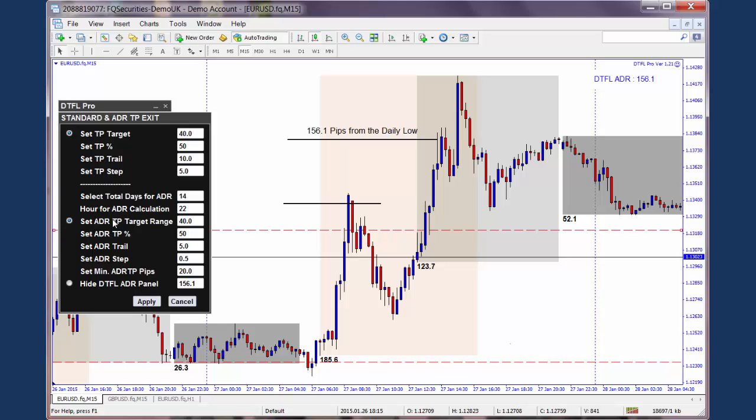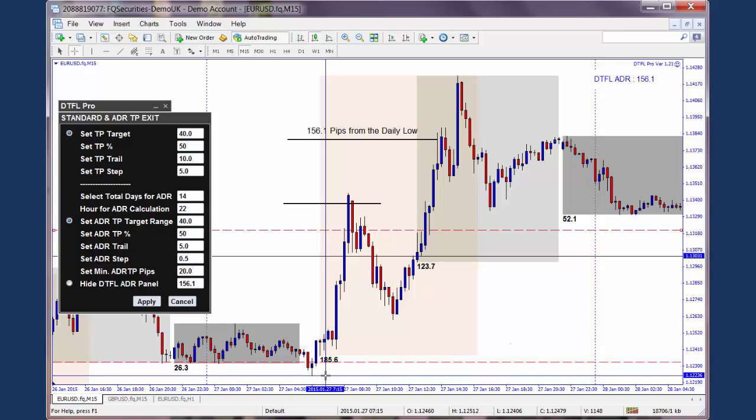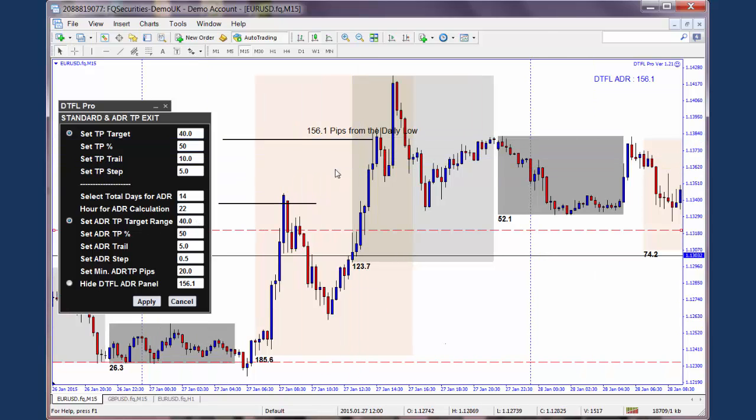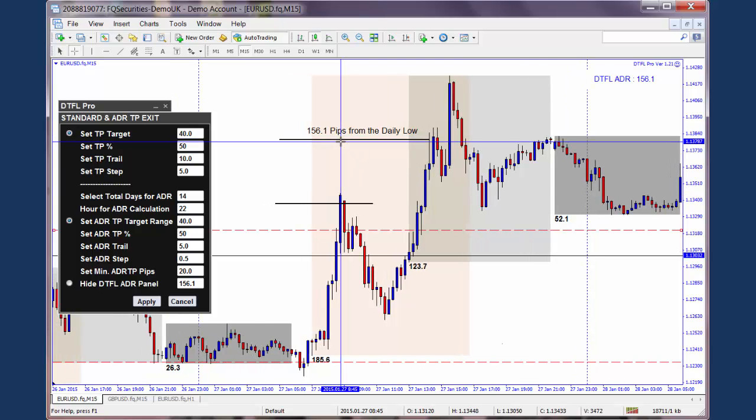The ADR take profit is calculated when the entry is taken. So let's assume the entry was here. If it's a buy, it will look at the low; if it was a sell, it would look at the high. In this case it's a buy, so it calculates the distance from the low of the day. It applies the DTFL ADR, which is 156.1, which is this line here. It then takes off the ADR target range which you've applied, which is 40 pips from there, and this gives you a target point. All this information is displayed up here in the panel when the trade goes live.